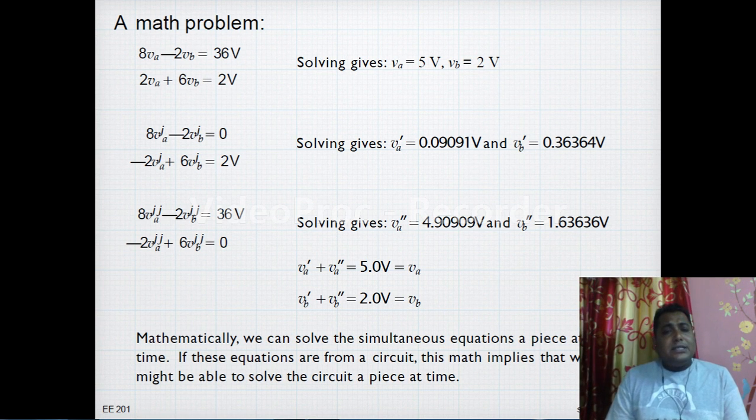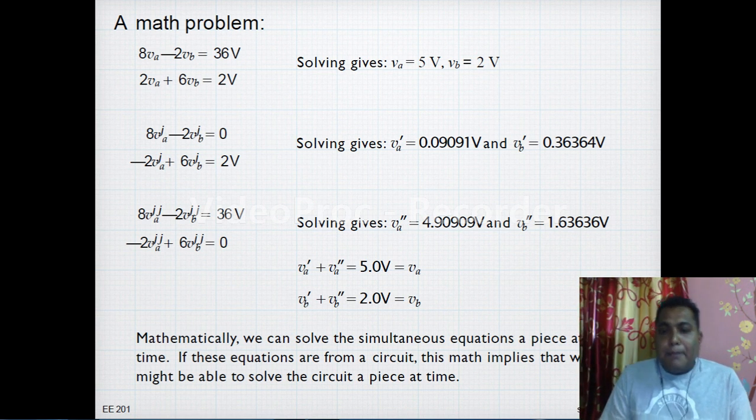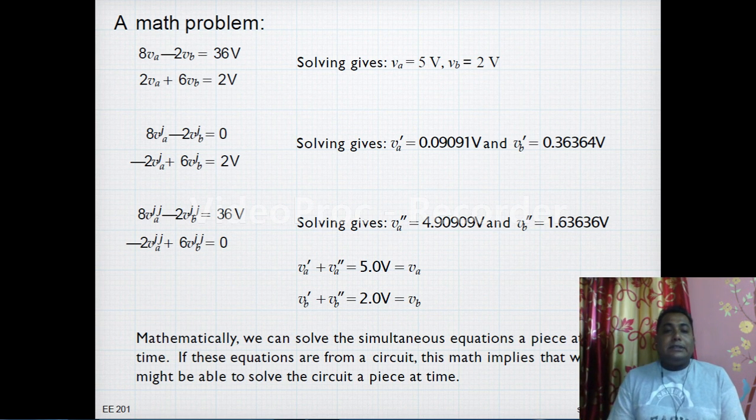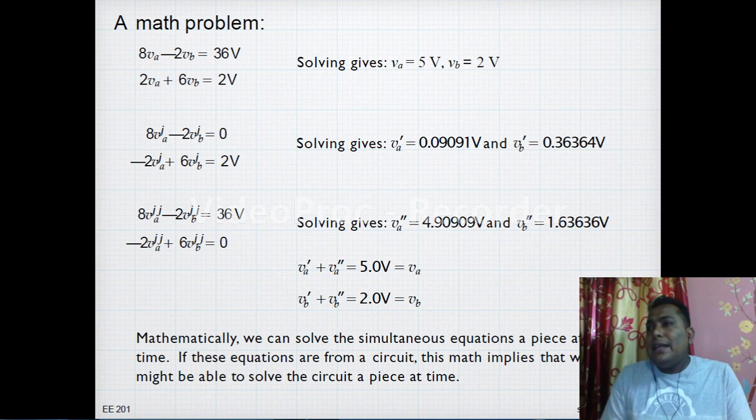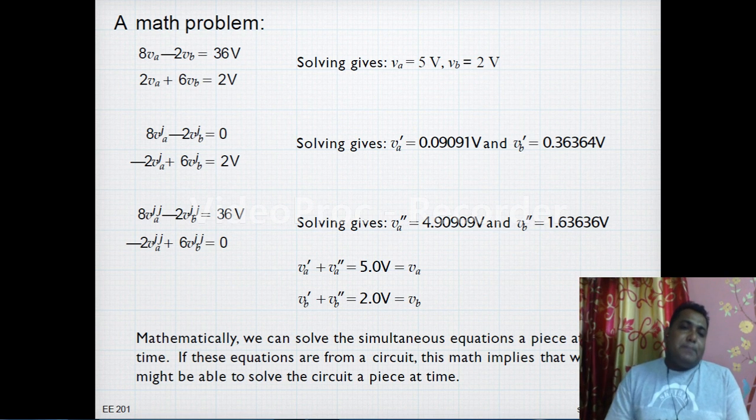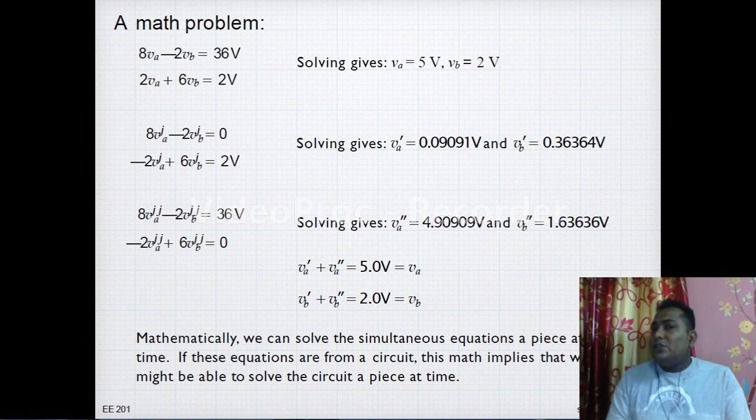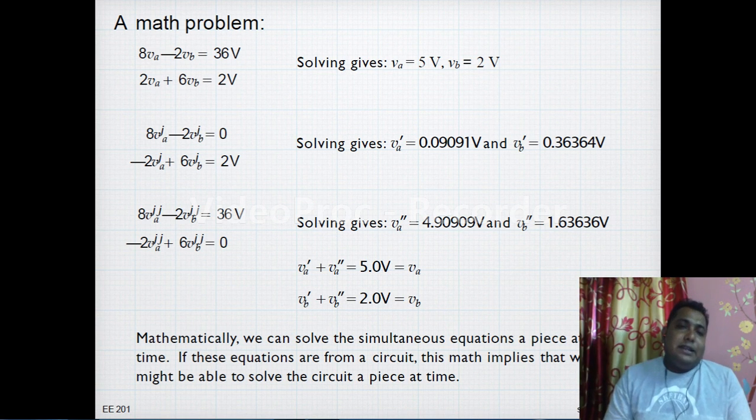Mathematically, we can solve the simultaneous equations a piece at a time. If these equations form a circuit, this math implies that we might be able to solve the circuit a piece at a time. That means whatever I am telling, if a circuit can be represented like this equation pattern, then we can solve those equations and find the solution.